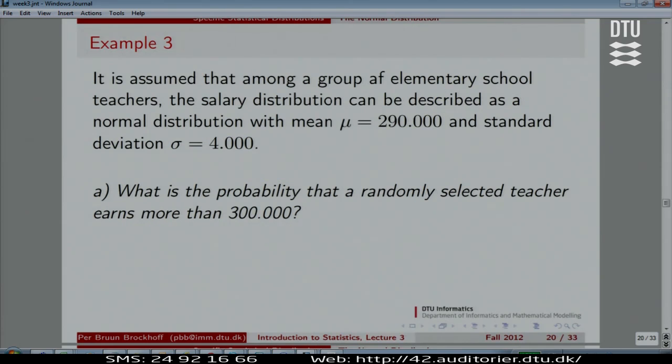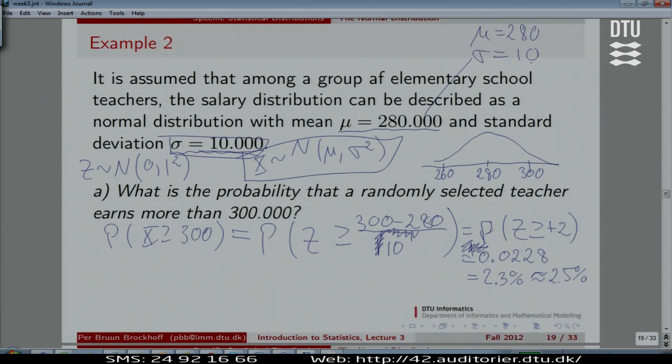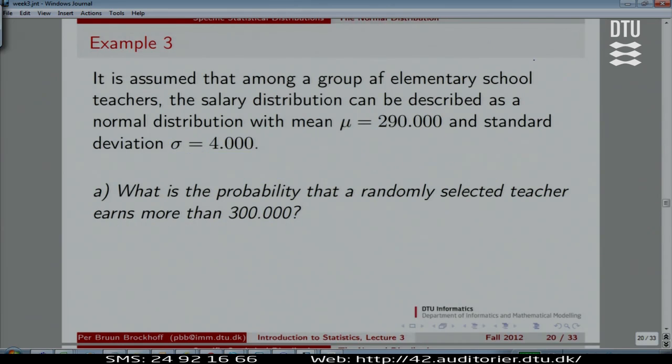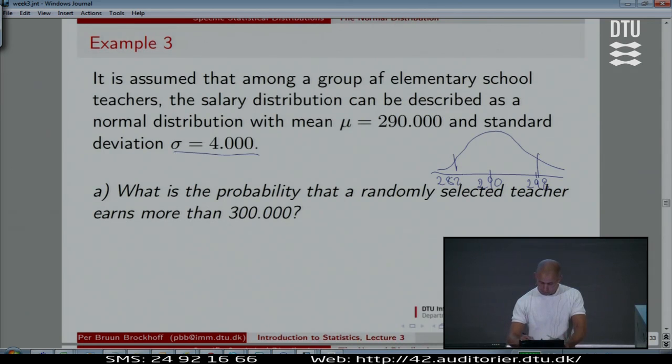Almost the same thing, however, look at this. I jump back. Mean 280, standard deviation 10. New story. Mean 290, so it's a teacher group which has a bit higher salary. However, the standard deviation is smaller. It's only 4. So they are distributed up to 298 and down to 282, roughly. This is a population of teachers having a higher mean salary than the other one, but a lower standard deviation. Even though they have a higher mean salary, let's find out the probability that a random one of these goes beyond 300,000.